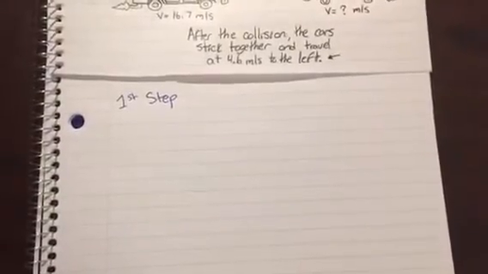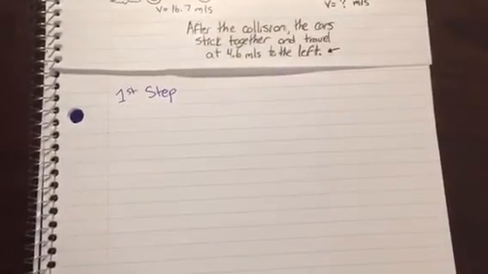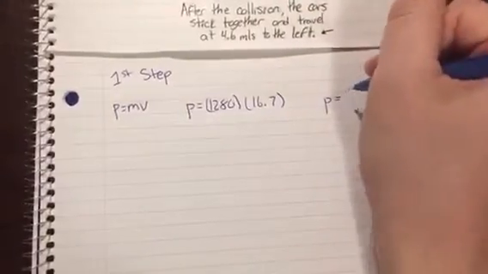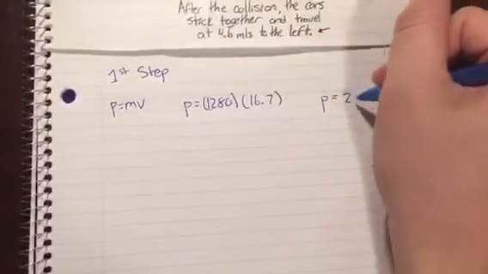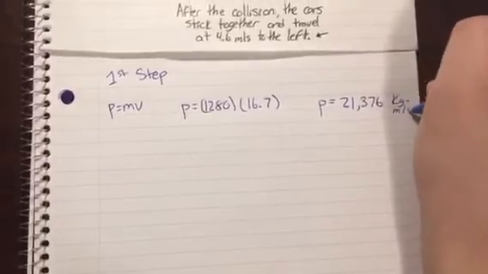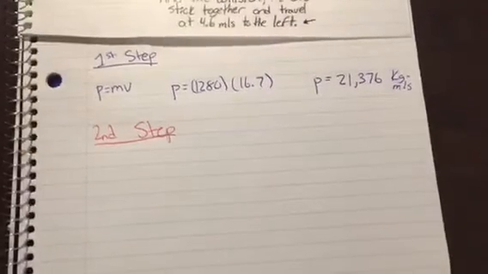Our first step would be to find the momentum of the first car. We would use the formula P equals mv to find it. P equals mv. Next, we would insert our values: 1,280 kilograms times 16.7 meters per second. Finally, we would solve using a calculator between these two values, and we would get 21,376 kilograms times meters per second. 21,376 is our momentum for the first car.